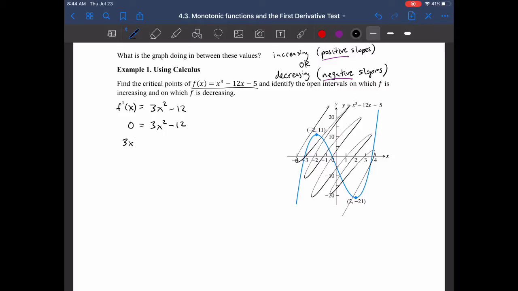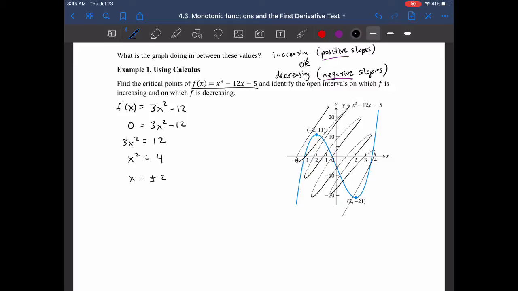We get 3x squared equals 12, and then x squared equals 4, and then x equals plus or minus the square root of 4, which is plus or minus 2. We took the square root of both sides, plus or minus, because 2 squared is 4, and negative 2 squared is also 4. So both of those answers work.